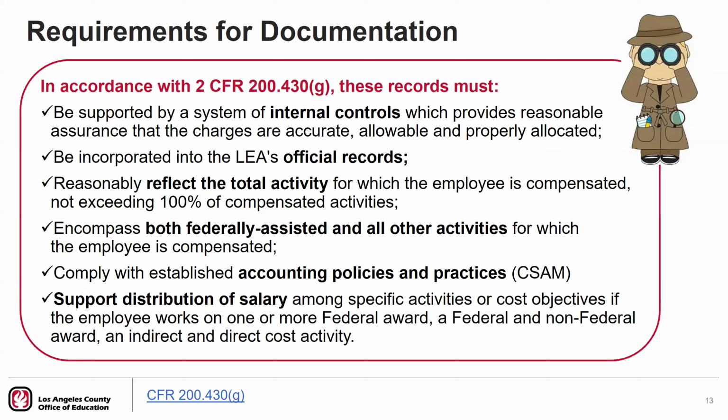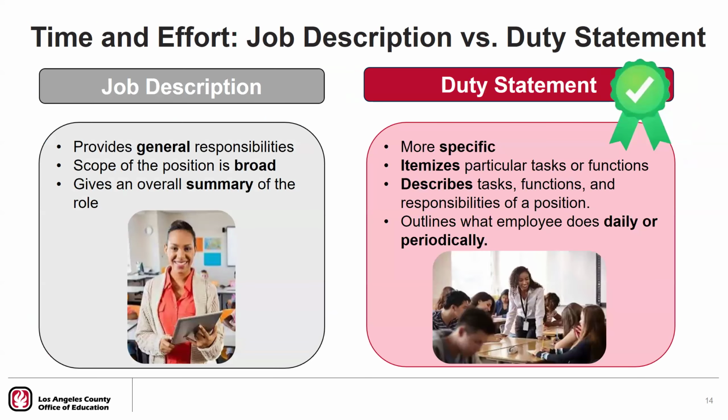encompass both federally assisted and all other activities for which the employee is compensated, comply with established accounting policies and practices of the LEA and those procedures found in the CSAM, and support distribution of salary among specific activities or cost objectives if the employee works on one or more federal awards, a federal and non-federal award, or an indirect or direct cost activity. And now, Anita will go more in depth with the documentation involved in time and effort reporting. Take it away. Thank you, Helen.